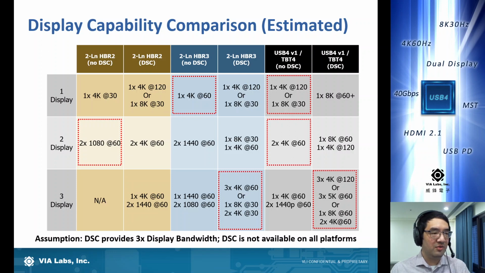Also with USB 4, and this is why Thunderbolt 4 calls it one of their minimum requirements, without compression there is enough bandwidth to do two 4K 60s. USB 4 can achieve that as well. And with three displays over USB 4 or Thunderbolt 4, which basically gives us 4 lanes of HBR3, we can do three 4K 120s. That's pretty incredible. Or we could do an 8K 60 and two 4K 60s. We think this is where the future is heading.